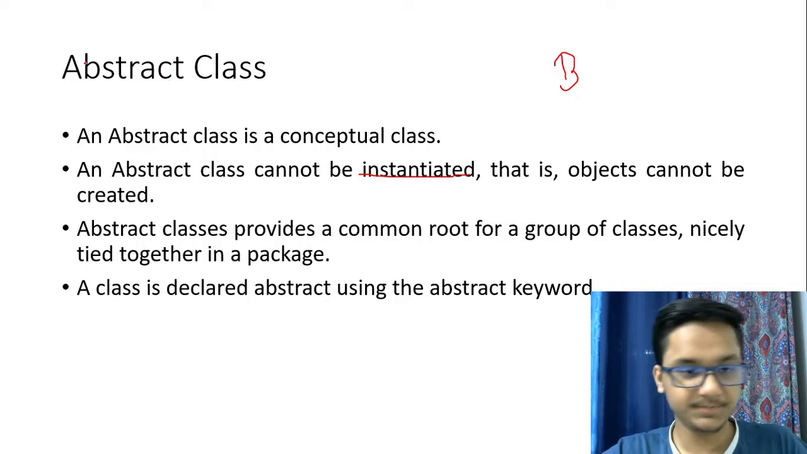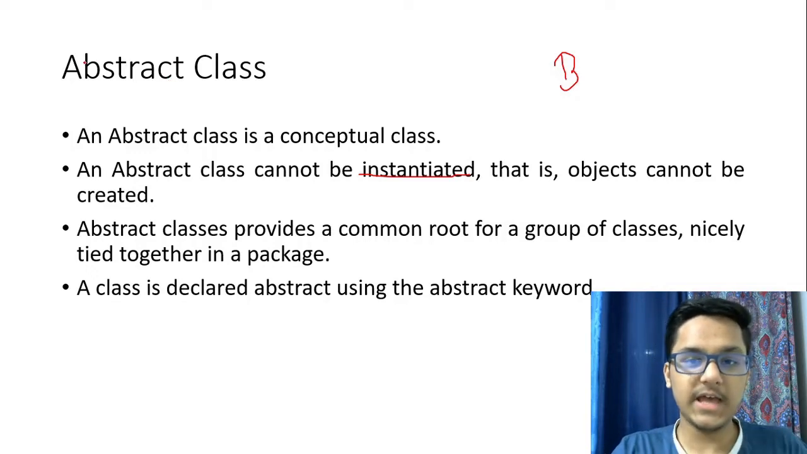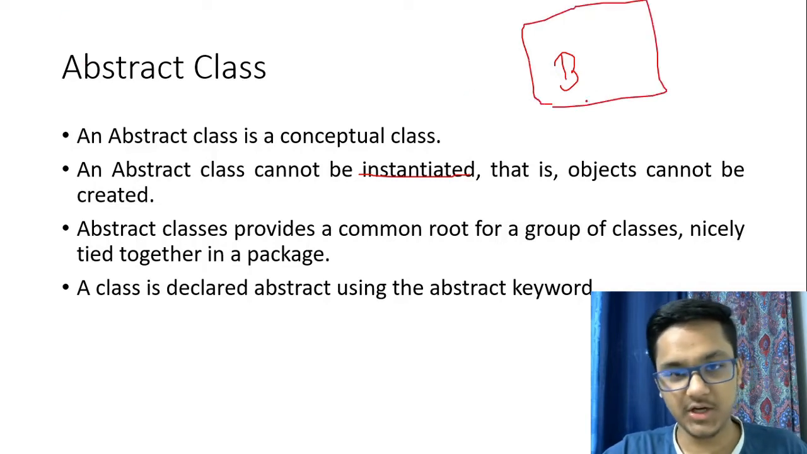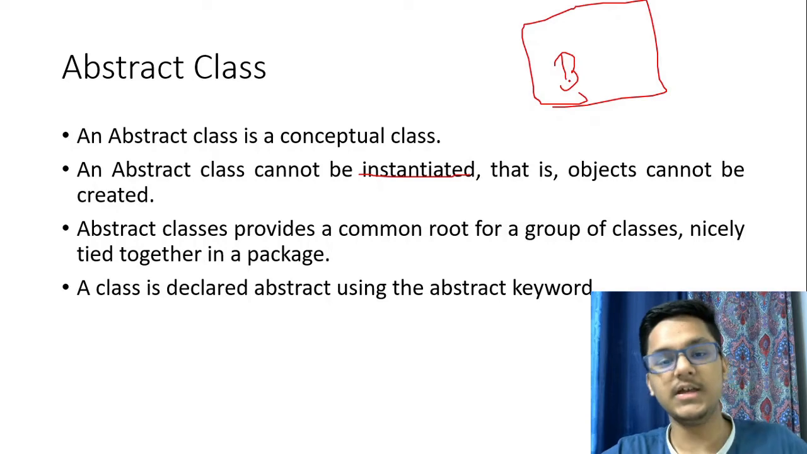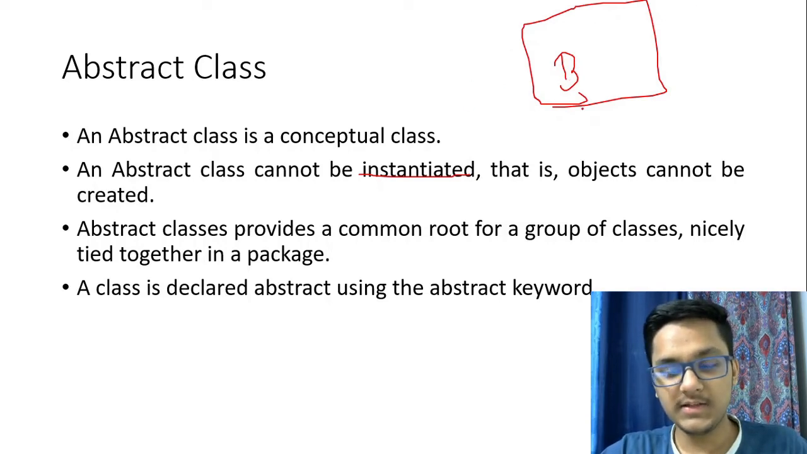Whenever you have an abstract class, there may or may not be an abstract method in it. Now the use of this abstract method is, let's say you have a class B and this is an abstract class which has abstract methods. We'll see on the next slide what an abstract method is. Now this will have some method.